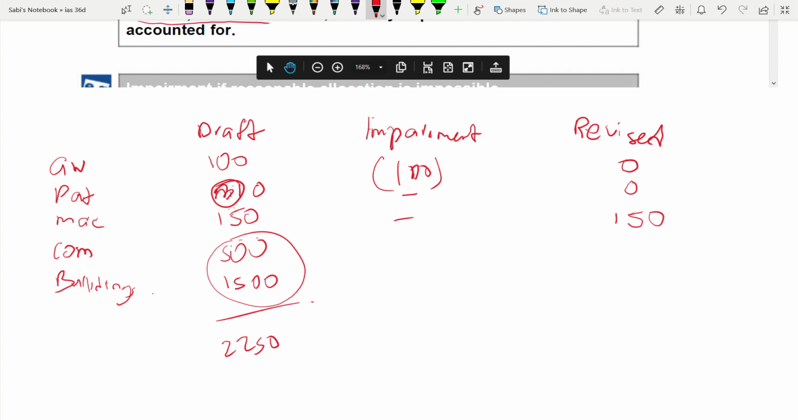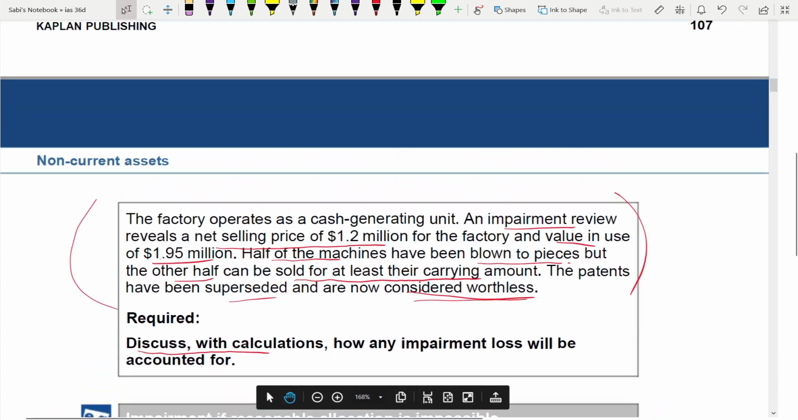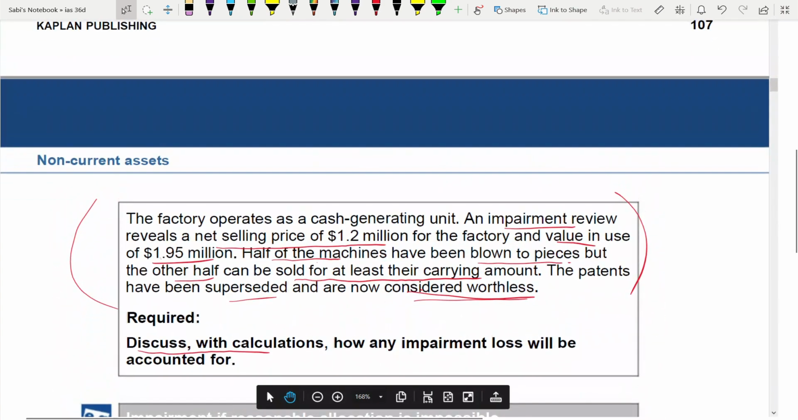You have to explain also. You have to write it and explain. This calculation is not enough because you have been told to discuss. But I'm leaving the discussion part to you. You can write it on your own. Answers are there. You can read it anytime. You need to explain one by one. When you're explaining, please keep one paragraph each for one item. For example, one paragraph could be for patent, one could be for machines, another for goodwill, like that.